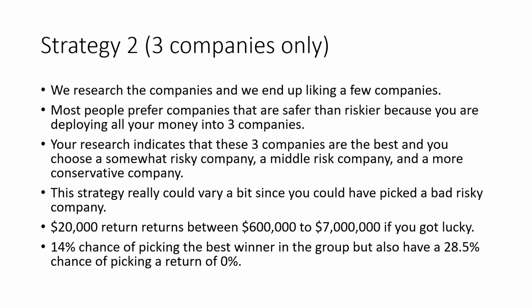This strategy really could vary a bit since you could have picked a bad, risky company. So $20,000 could return between $600,000 to $7 million if you got lucky. There's a 14% chance of picking the best winner in the group, but also you have a 28.5% chance of picking a return of 0%. So you have a good likelihood that you could end up at a $600,000, $700,000, $800,000 scenario. So that's if you were to choose 3 companies.